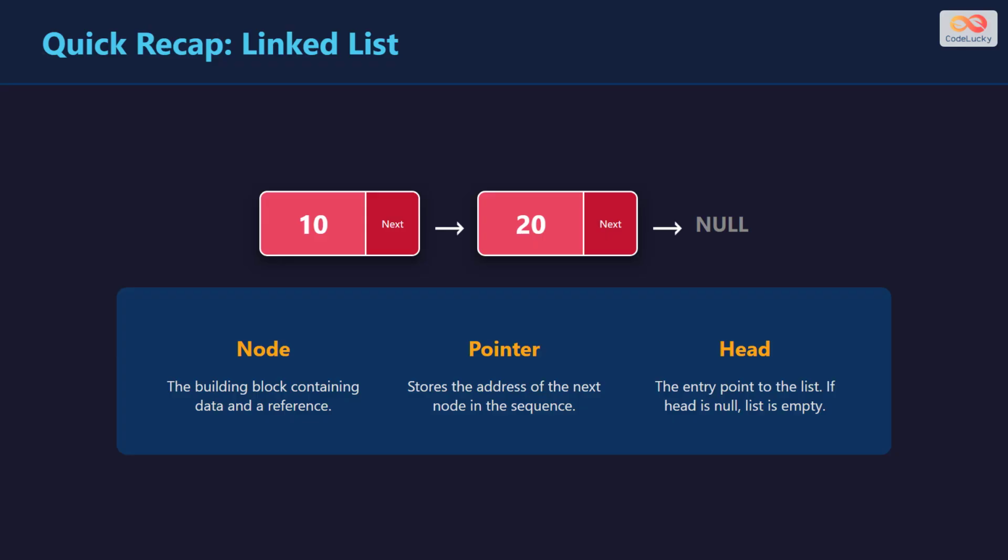First, let's quickly review what a linked list is. It's a chain of nodes. Each node contains some data, like a number, and a pointer that tells us where the next node is. The last node points to null, indicating the end of the list.